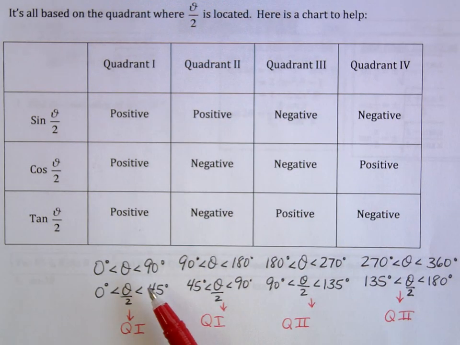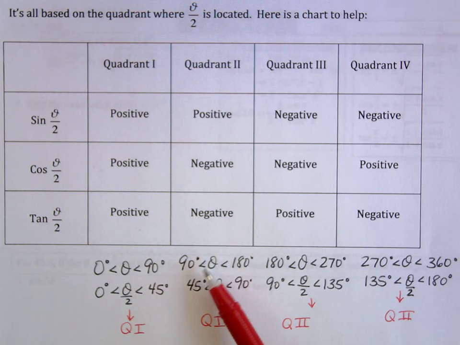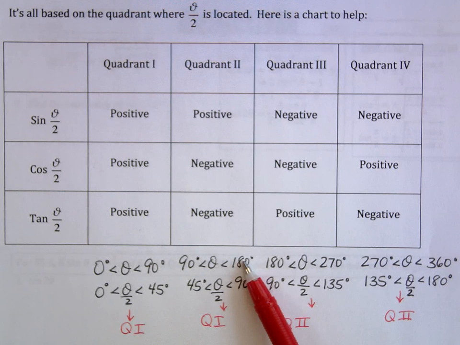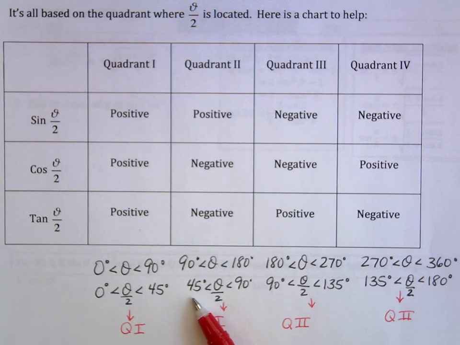Sometimes they don't tell you specifically what the angle is, they just tell you the quadrant it's located in. So if my angle is located in the first quadrant between 0 and 90, and I half that, half of 0 is still 0, but half of 90 is 45, I'm still in quadrant 1 because I'm between 0 and 45 degrees. If my original angle is in the second quadrant between 90 and 180, and I half those values, I'm between 45 and 90, I'm still in the first quadrant.